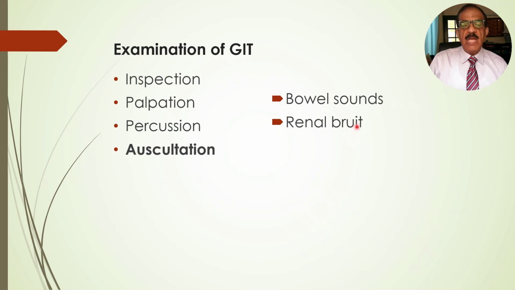Sometimes there may be aortic bruit also. So in aortic stenosis or coarctation, you may be able to pick up these aortic bruits. Normal healthy persons do not have these bruits. This is called bruit, the T is silent, and it is an abnormal sound coming from the vessel. That is bruit.